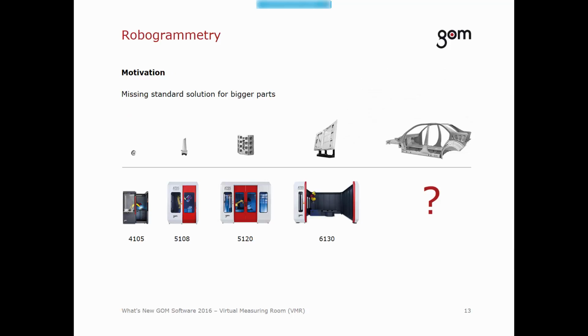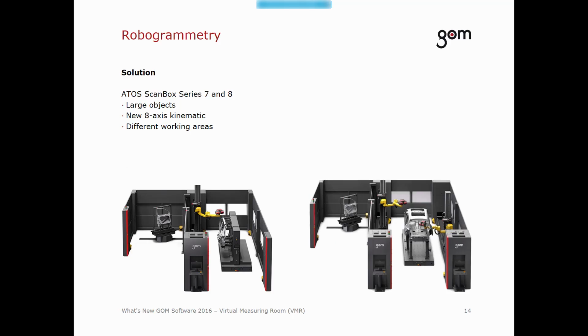To begin with, I want to talk about our motivation and give you a little background information. As most of you know, the ATOS Scanbox is a plug-in measuring cell for fully automated 3D digitizing and inspection. With our 4 Scanbox series, we're able to measure small to medium-sized parts. But we missed the solution to measure large and heavy parts like a car side or a complete car body. So we expanded our Scanbox family with the ATOS Scanbox Series 7 and 8 and now have the means to measure even larger and heavier parts. Having a new Scanbox led us to re-examine and rethink our measuring workflows and tools.